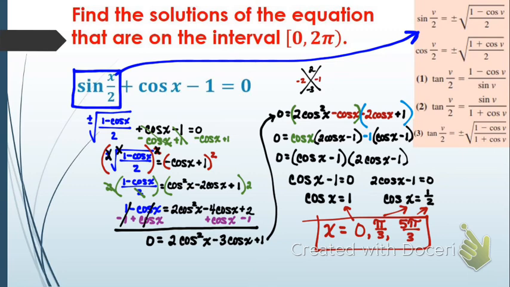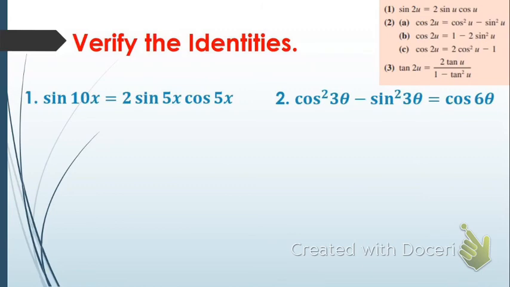There's one last thing I want to touch on. It's actually pretty fast. We're going to do some verify problems, but I promise you, these are really fast. Normally, I like to start on the most complicated side, but I'd like to start here. What do you notice about the relationship between 10x and 5x?